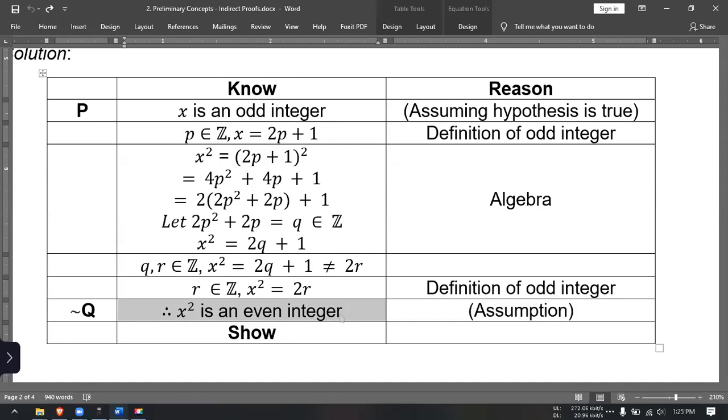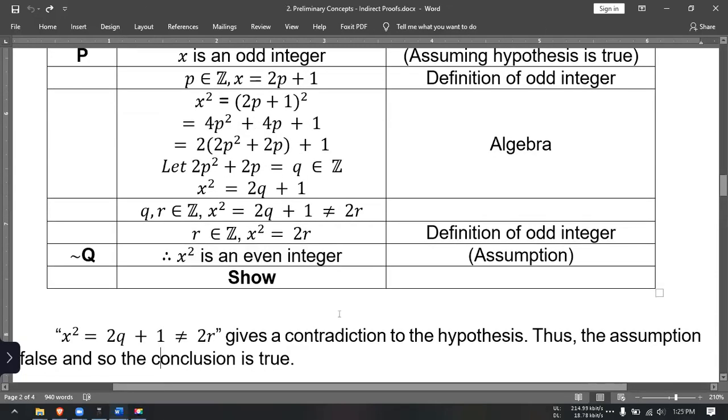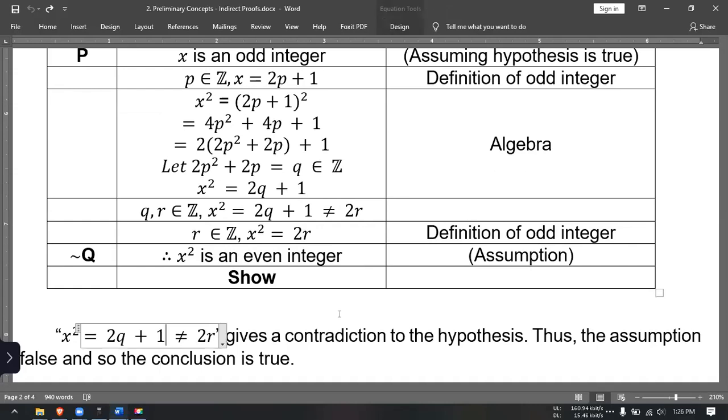So basta may contradiction between hypothesis and conclusion, it means our assumption is now false, which also means that our original statement or proposition is true. Okay. Nakuha na?